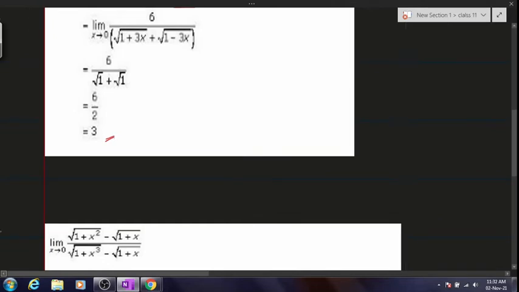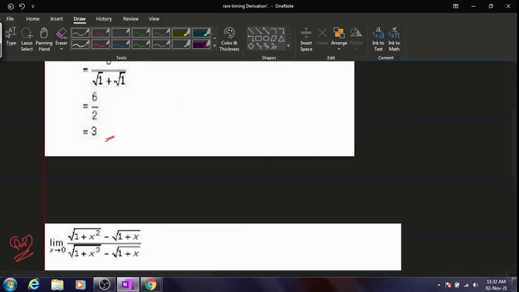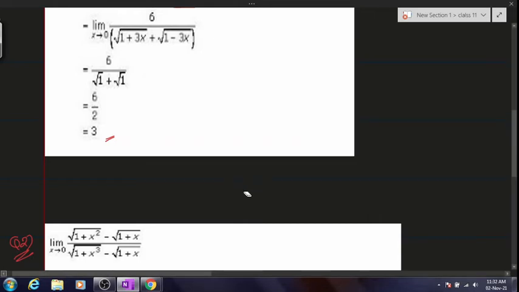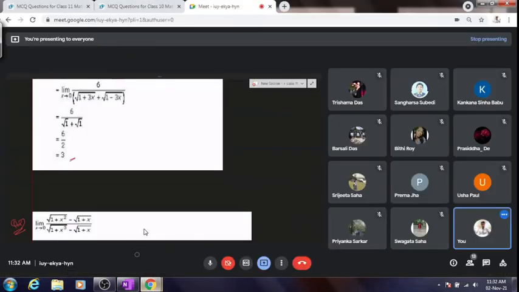Question number 2 for today. I'll change the ink. This ink looks fairly dirty. I'll go with aqua. This is okay. Limit x tends to 0. Again, when we put a 0 in the denominator we will be getting an undefined solution, which is obviously not desired in limits. So again we see a root, we will choose the option of rationalization.